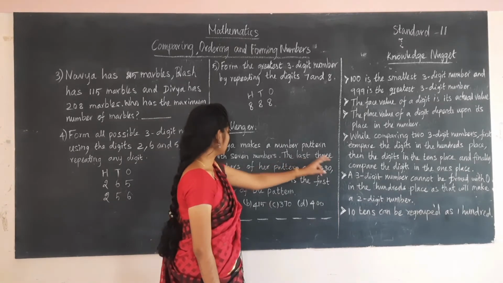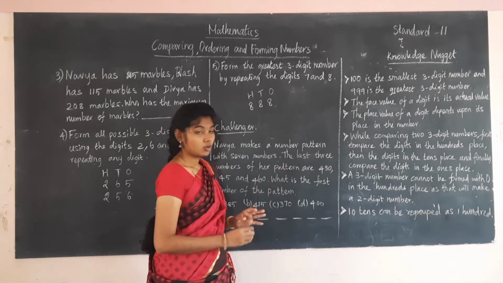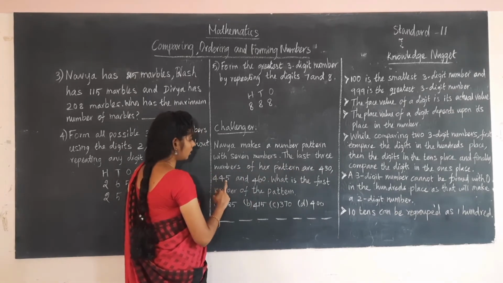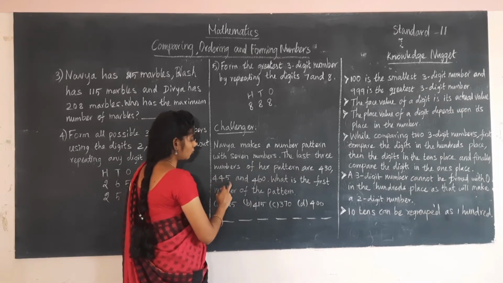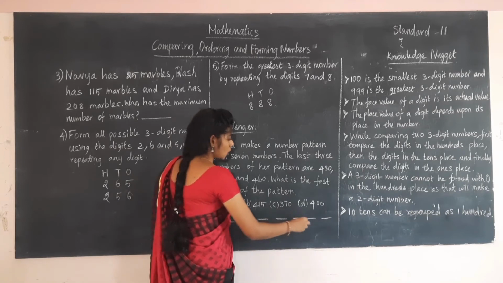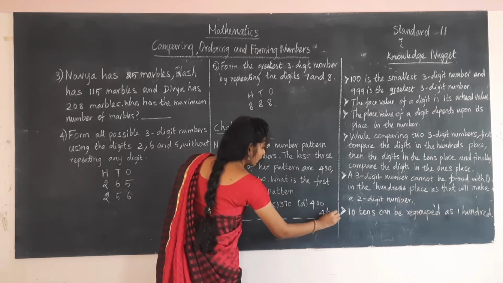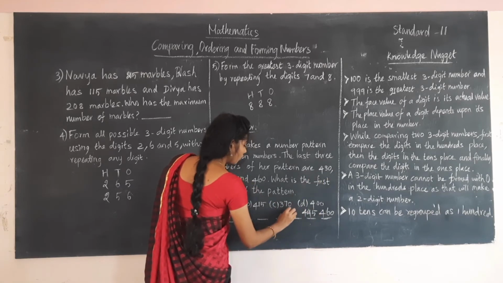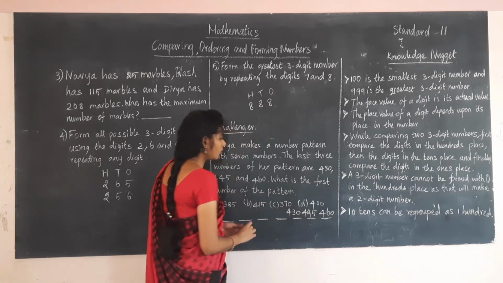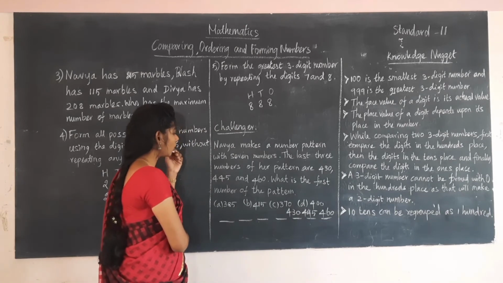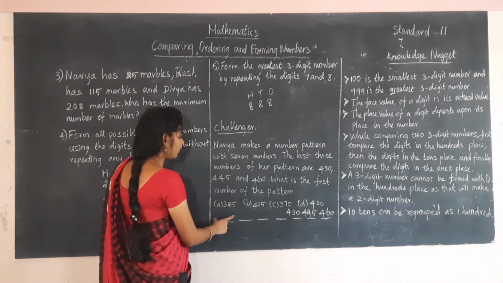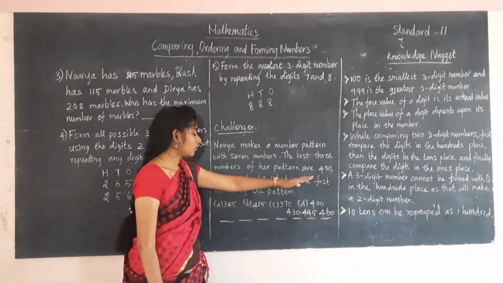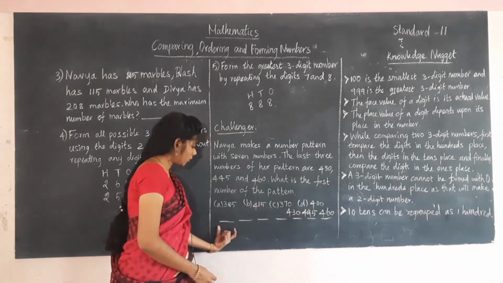The last 3 numbers of her pattern. So for the last 3 numbers of the pattern they have given 430, 445 and 460. So fill that. What are you going to find? What is the first number of the pattern? We are going to find the first number of the pattern. The last 3 numbers they have given, so we have written them here. So we are going to find the first one.